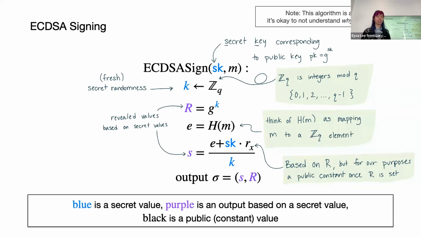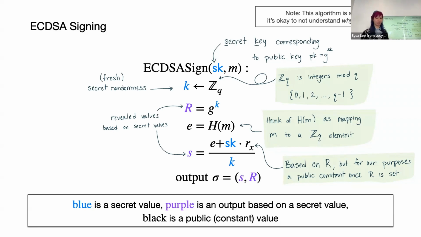And what is X? I need to know what X is. So this is there, like Rx, that's basically because R is an elliptic curve point, so it has an X component and a Y component.